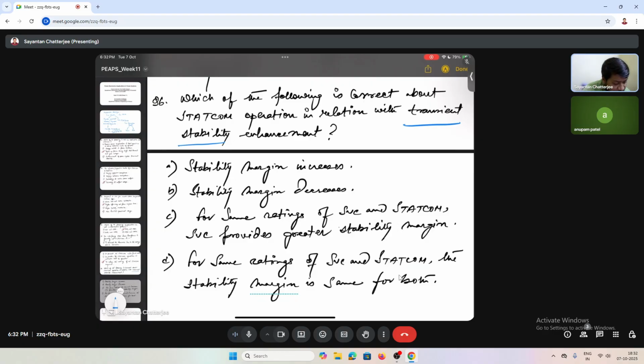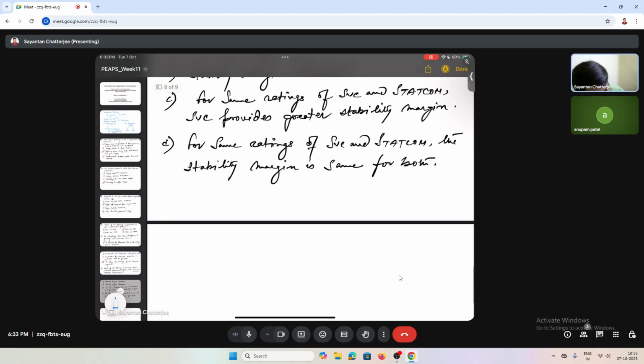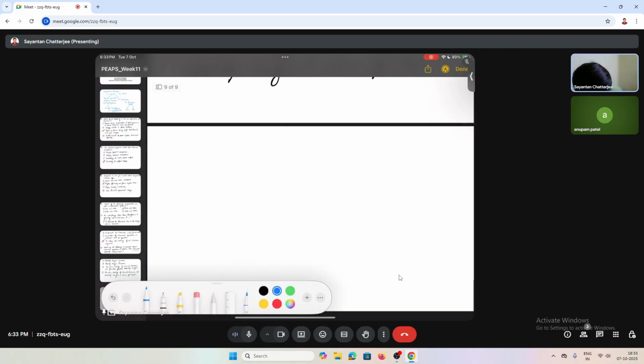For the same ratings of SVC and Statcom, SVC provides greater stability margin. But just recall, if you have the lecture notes PDF with you, I would recommend giving a glimpse of the two stability margins. You will see that Statcom stability margin is higher. If you have it on your mobile, you may just give a look, because in both the cases the stability margin.